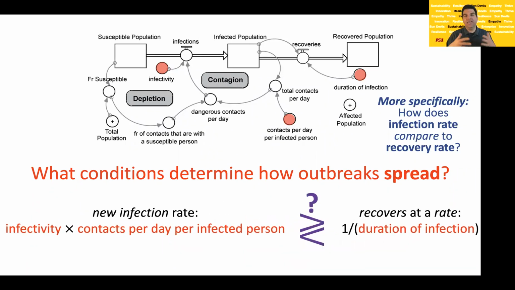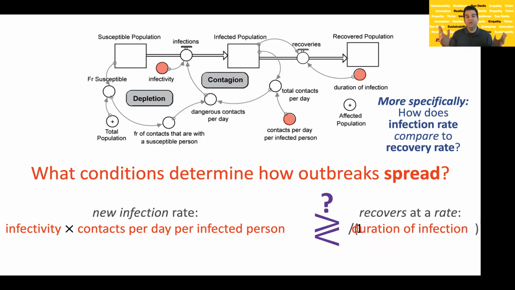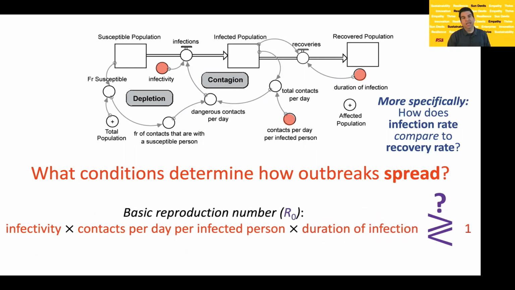So when you put that together, this is something you'd see in an algebra class. You've got one rate on the left-hand side, one rate on the right-hand side, and you just ask which one's bigger, the infection rate or the recovery rate. And with a little bit of manipulation, you get this funny little term over here: infectivity times contacts per day times duration of infection.